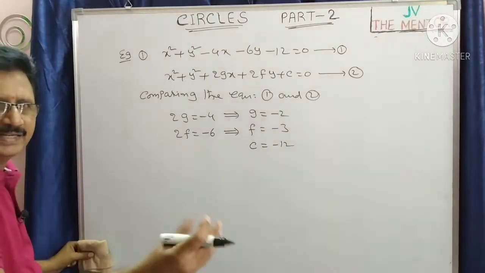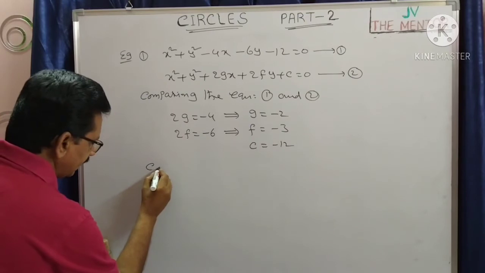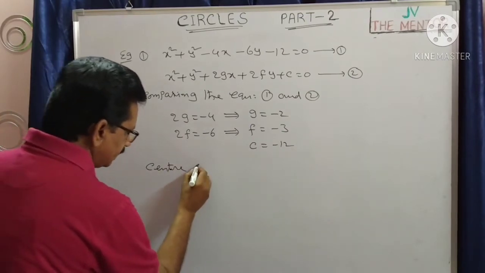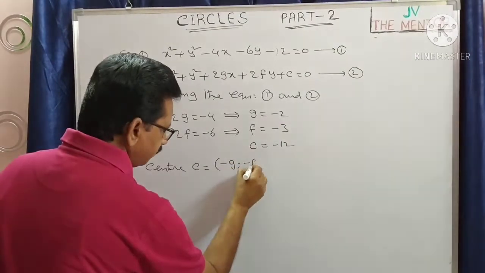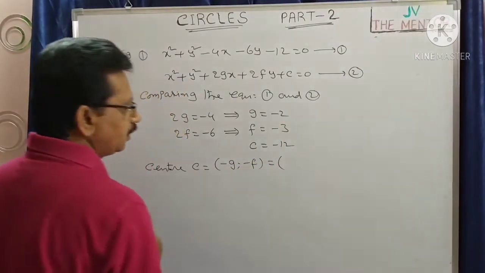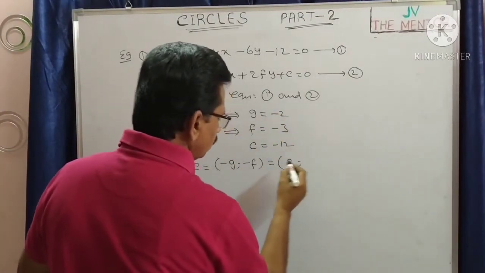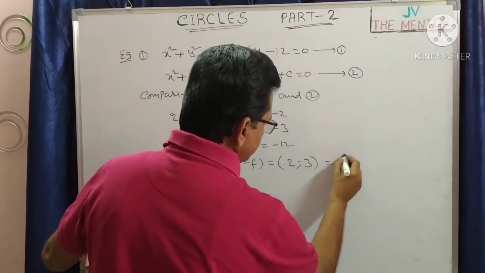Now we will find the center and radius. What is the center? Center C equal to, the formula is center C is minus g comma minus f. That equal to minus of minus 2 plus 2, minus of minus 3 plus 3. Let it be h comma k.